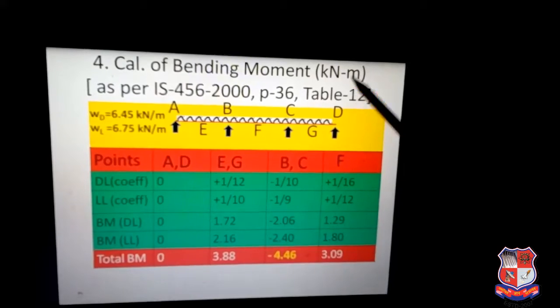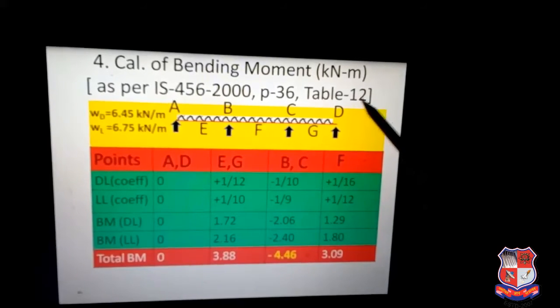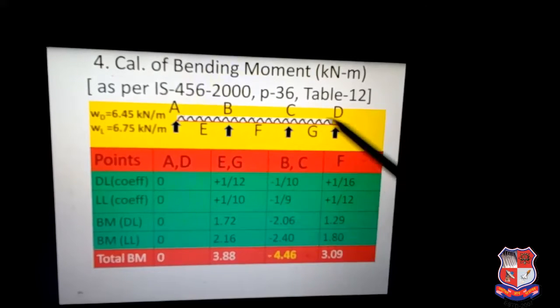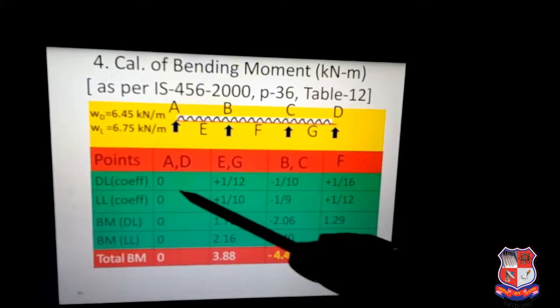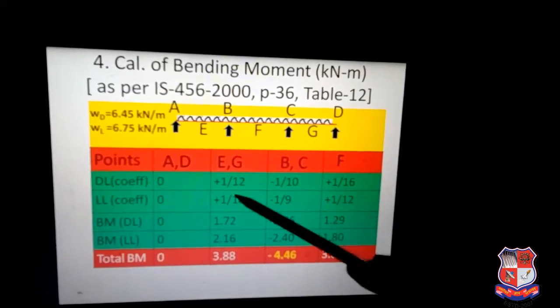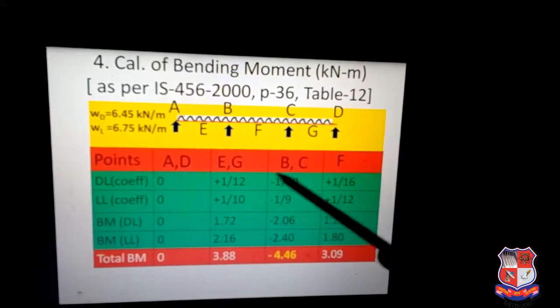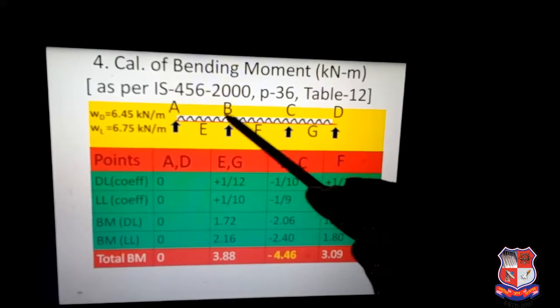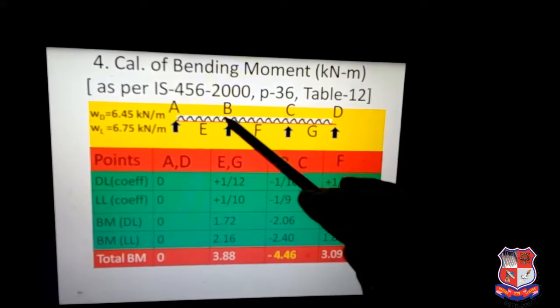So with this, and referring to table 12 in IS 456, we get some bending moment coefficients. For points A and D, the bending moment coefficients are 0 because they are simple supports, so there the bending moment would be 0. For points E and G, that is the midpoint of the end span, the coefficient is +1/12. And for B and C, that is the top of the support, negative bending moment will be there at B and C.